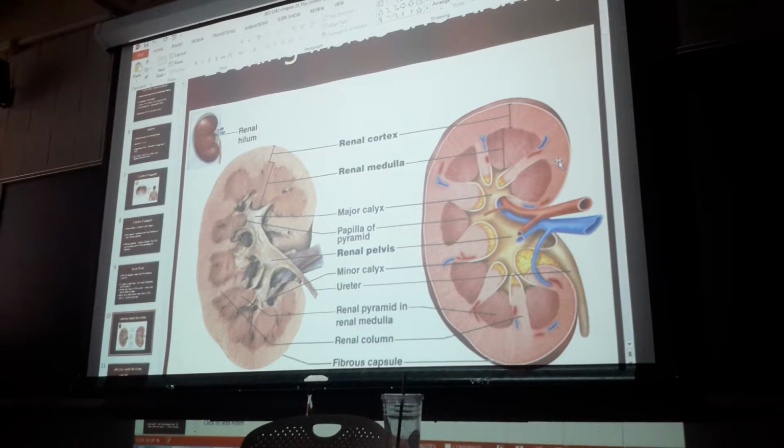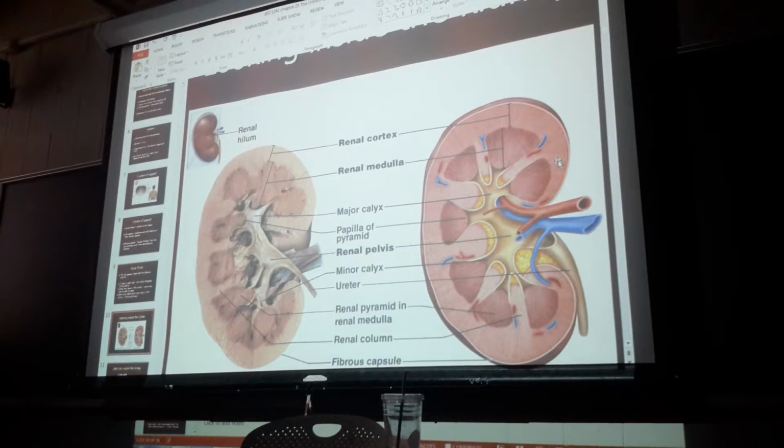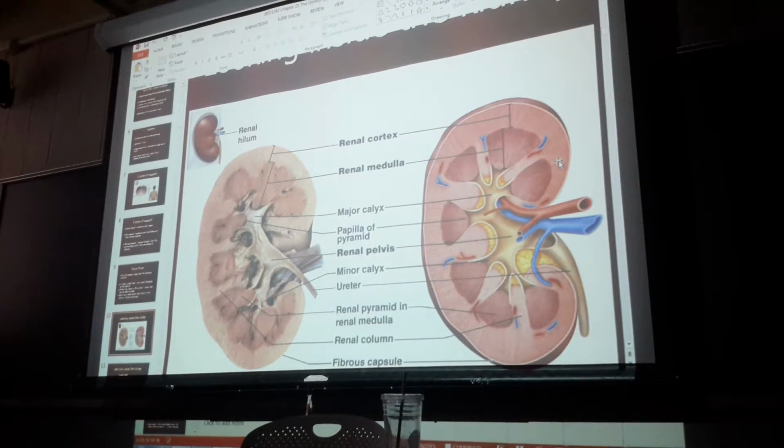Yeah, so we're peeling off layers of the onion. We've seen the basic anatomy. Now we've seen the inside, and we're gonna go even deeper and see more stuff in here. So the problem can be anywhere in there.